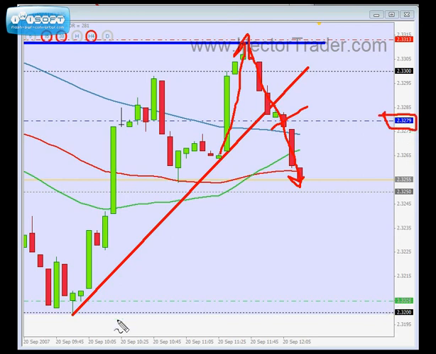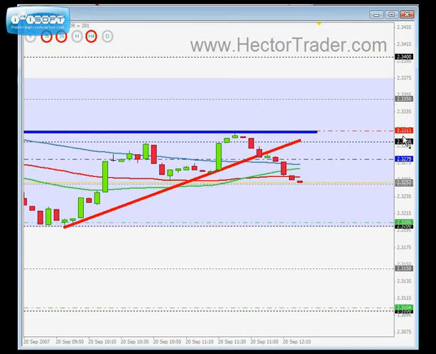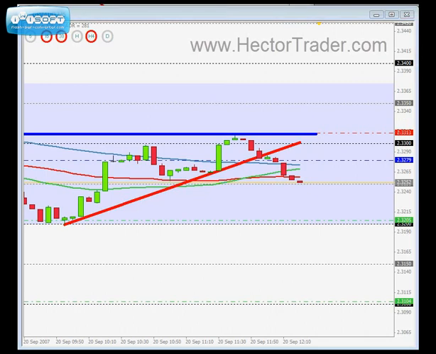Entry level 232.79, first exit at the next round number, 232.05, a few pips above the next round number, and the second target will be the 231.05 level, right above the next round number down below.